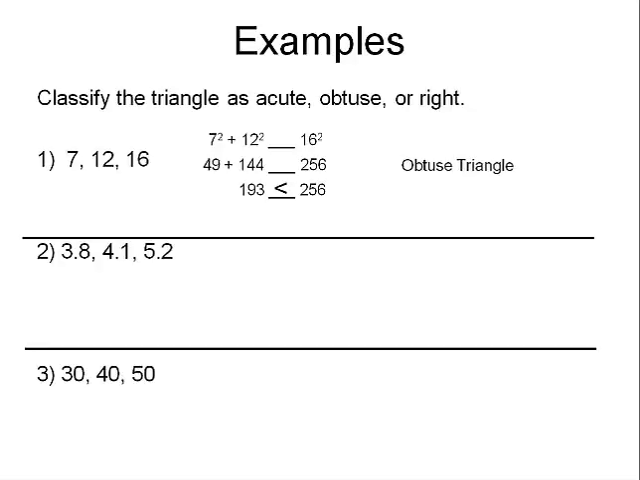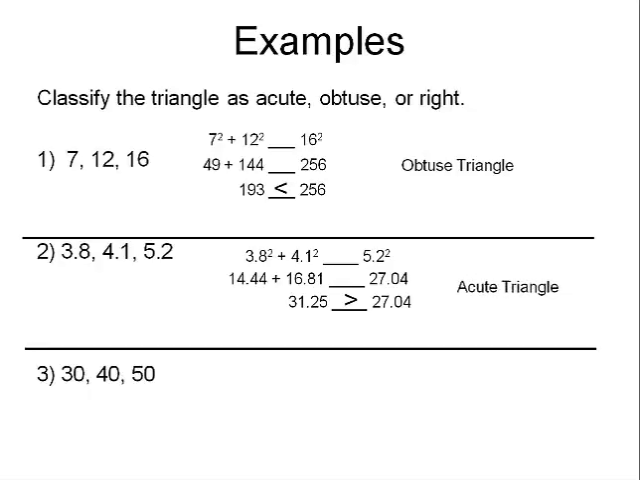Let's try example number 2. Once again, C is going to be 5.2, and A and B will be 3.8 and 4.1. So when we plug this in, we want to know if it's going to be less than, greater than, or equal to. If we plug this into the calculator and add everything on the left side, we get 31.25, which is greater than 27.04. Because the left side of the equation is greater, this tells us that we have an acute triangle.